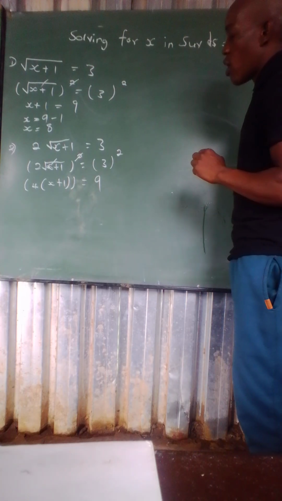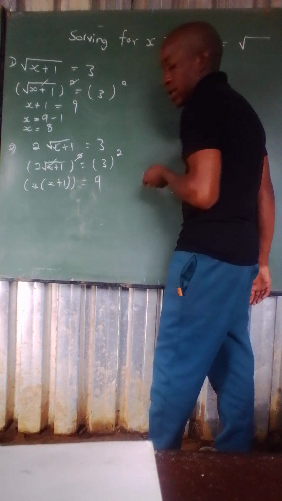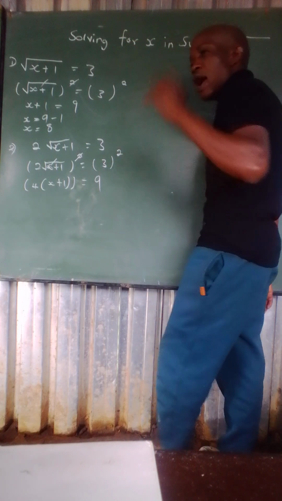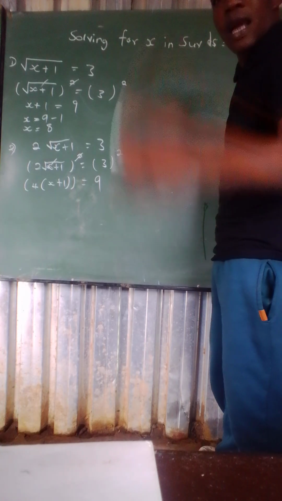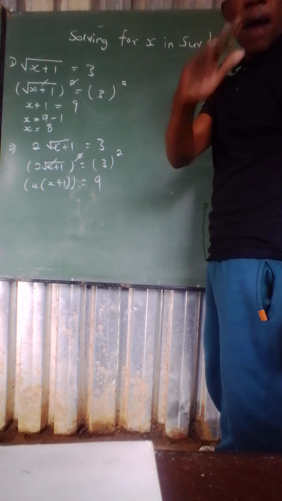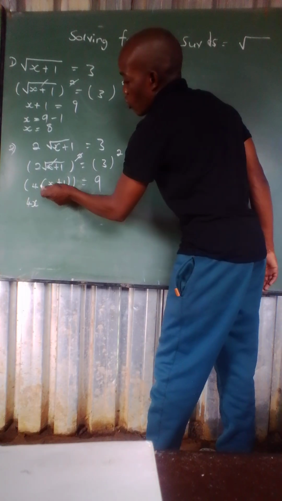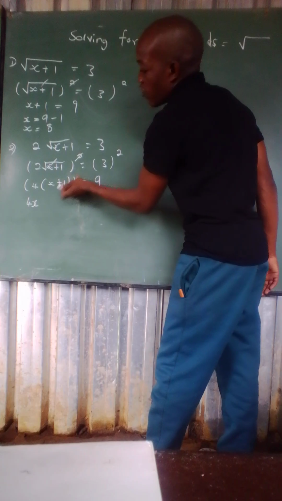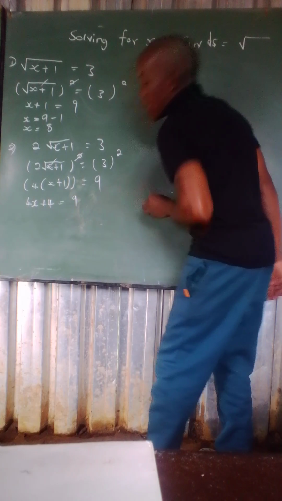Since you are going to solve for x, you have to deal with the brackets. According to our BODMAS, whenever we come across a bracket, B is the first letter in your BODMAS. So we will start with 4 times x, and this is 4x, and we will also go through 4 times positive 1, then you will end up with 4. Right? You still have 9.